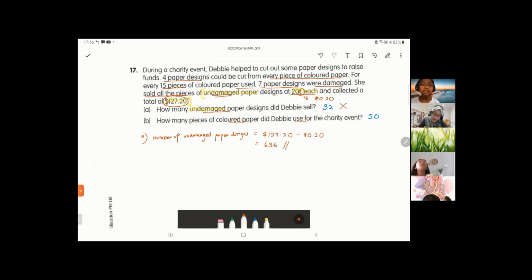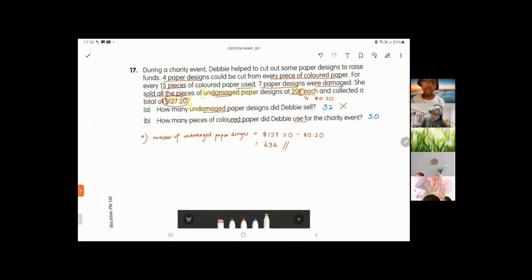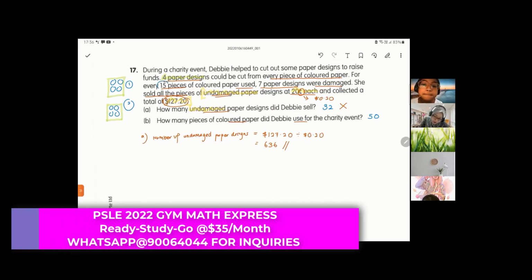Then for part B, how many pieces of colored paper did Debbie use for the charity event? Okay, now we are going to go further forward. Now, if you look, 4 paper designs could be cut from every piece of colored paper. So if I have 1 piece of colored paper, I can get 4 designs. 1, 2, 3, 4. That's what it meant. For every 15 pieces of colored paper used, this is 1 piece, right? Then I have the second piece, the same thing, 1, 2, 3, 4. This is the second piece. Again, the same thing. It will repeat until you get 15 pieces.